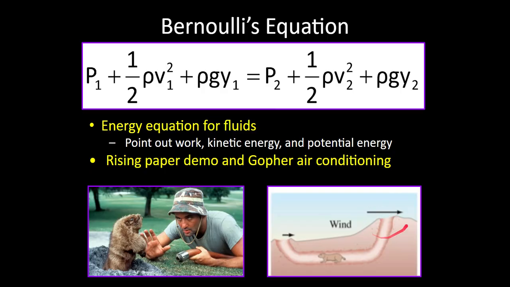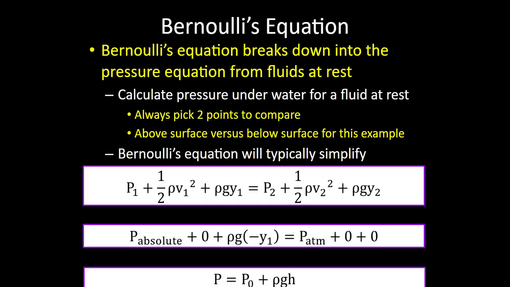Faster moving air, and this is the part we're going to focus on, faster moving air creates a low pressure. So the high pressure over here actually gets pushed in through the hole and out the top. And then the gopher actually makes circulated air conditioned air. Not cool, I mean, it's atmosphere temperature, but it's still like a fan blowing on you. And then another example of Bernoulli's equation.